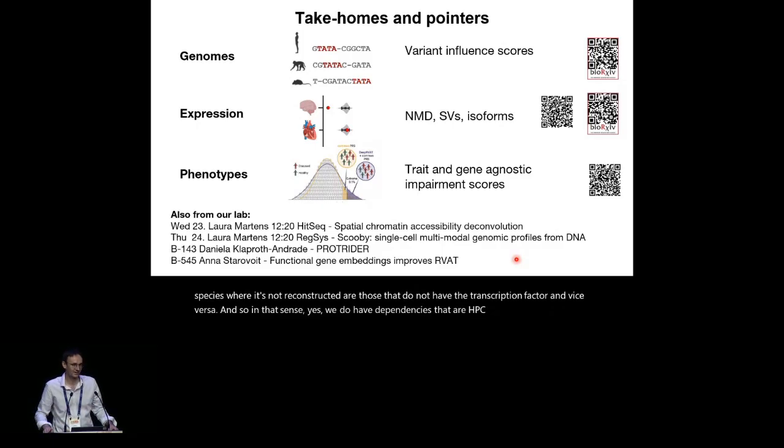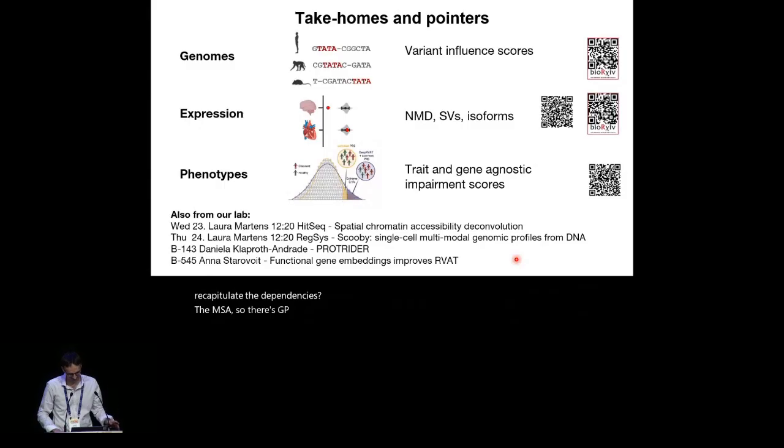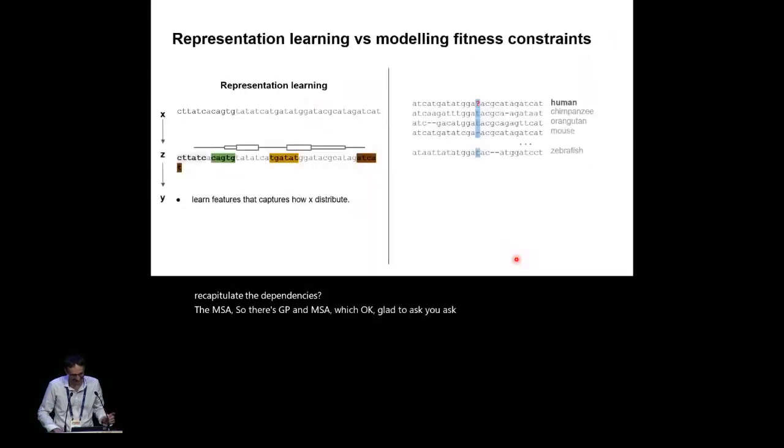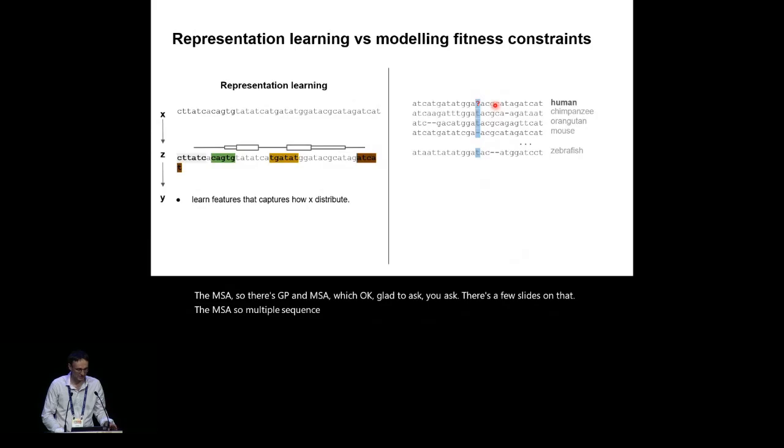Does MSA also recapitulate the dependencies? The MSA, so there's GPN and MSA, okay, glad you ask, there's a few slides on that. The multiple sequence alignment-based language models, or at least GPN-MSA, predict the identity of a base given an alignment. And we've explored what happens there with dependency.